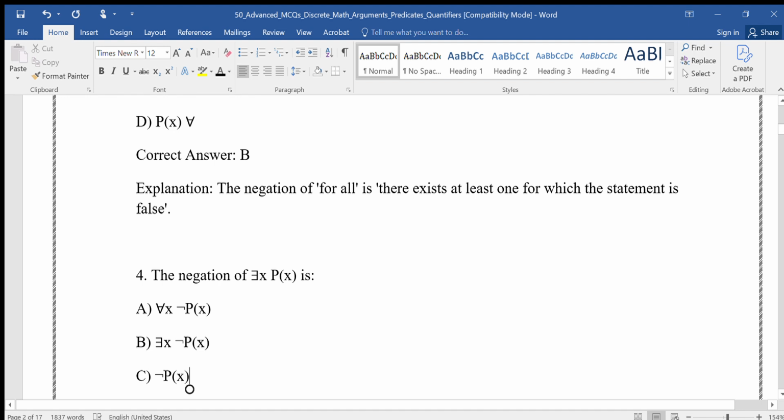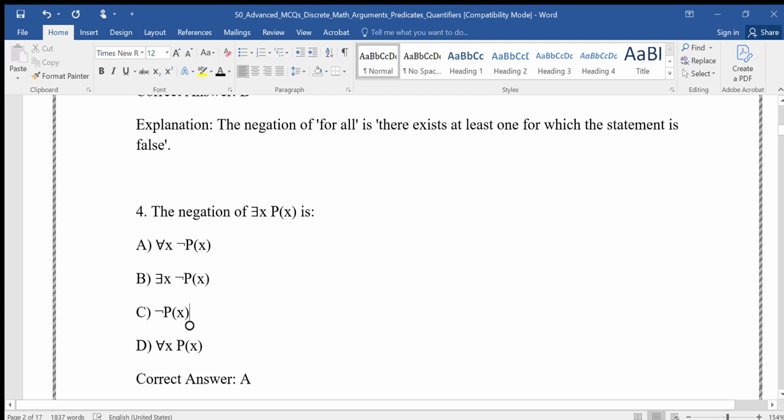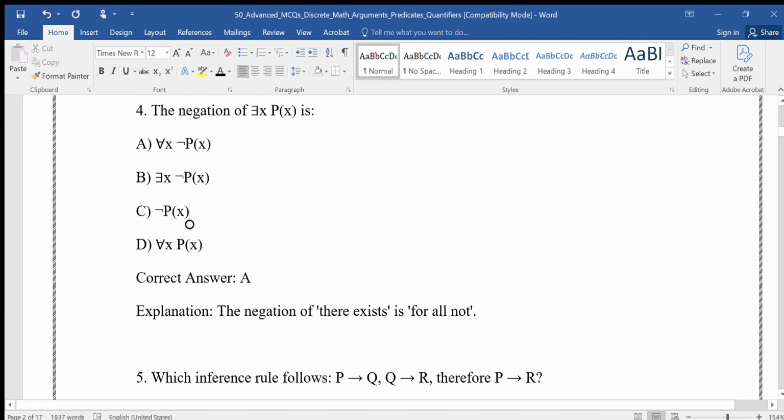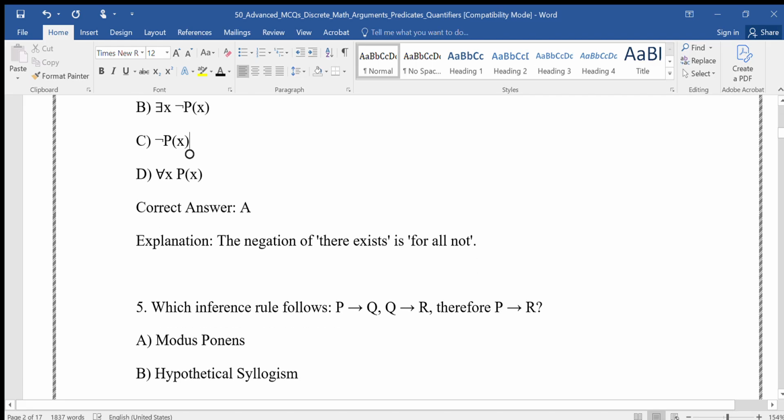The negation of there exists at least one x P of x means for all x negation of P of x. In this case the correct option is A, for all x negation of P of x. The negation of there exists is for all not.